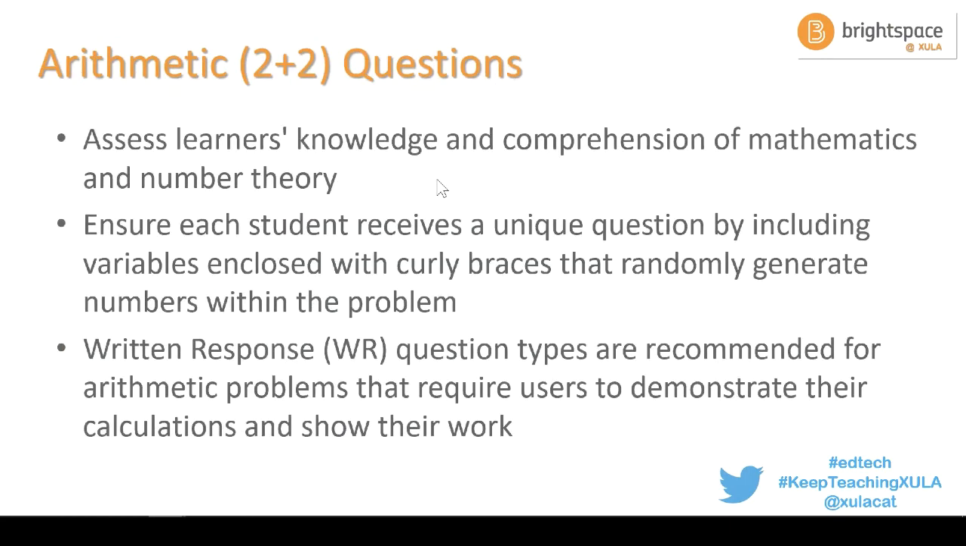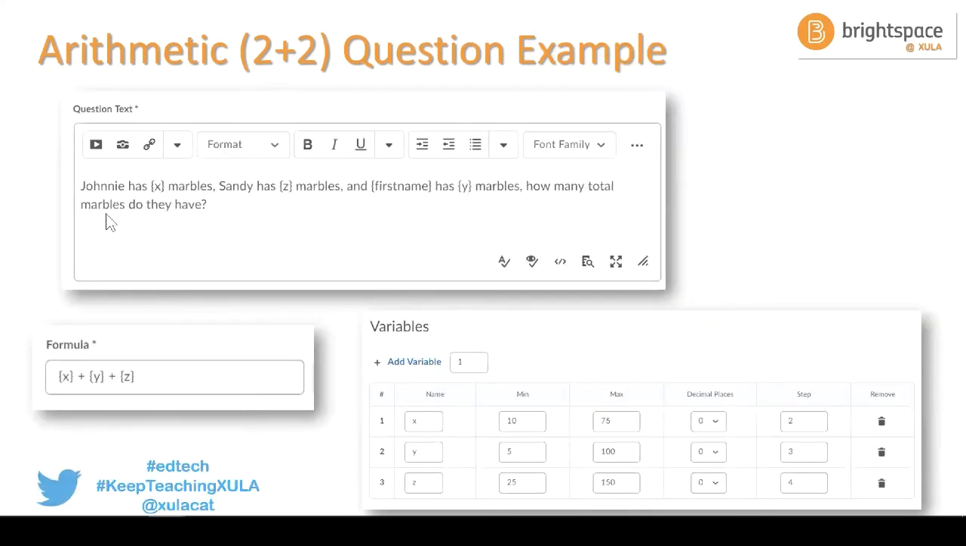We also have the arithmetic question type, and you can assess their knowledge and comprehension of math and number theory. With this one, you can include variables so that you can ensure each student is going to receive a unique question. However, if the students have to demonstrate to you their calculations or show their work, then the written response question type is going to be a better option than arithmetic. And I have an example of this one as well.